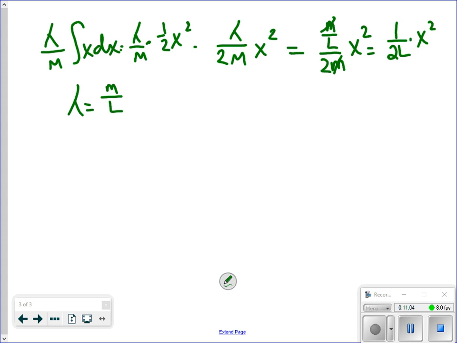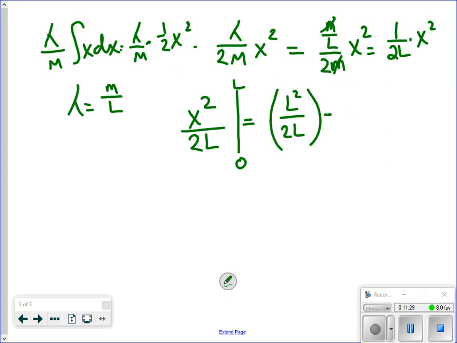All right, now let's evaluate. I'm going to take this and I'm going to come down here and I'll just evaluate it. I want to evaluate it from 0 to L. Now if I go to do that, I'm going to start with my L. I'm going to plug it in for x because that's where that's going to go. So I'm going to get L squared over 2L. That's my first quantity. And I'm going to subtract the quantity I get when I put in 0 for x.